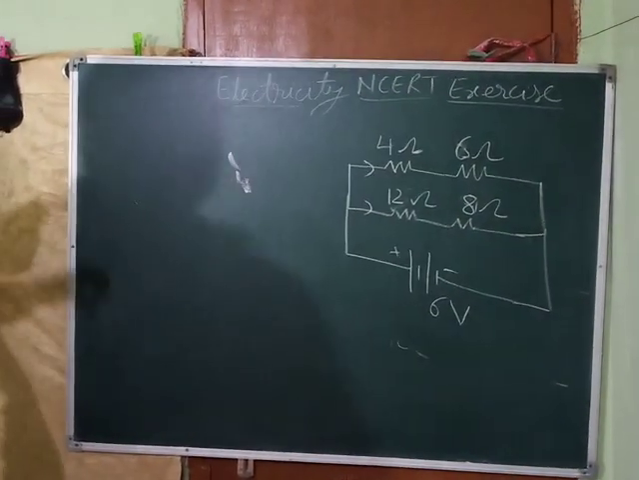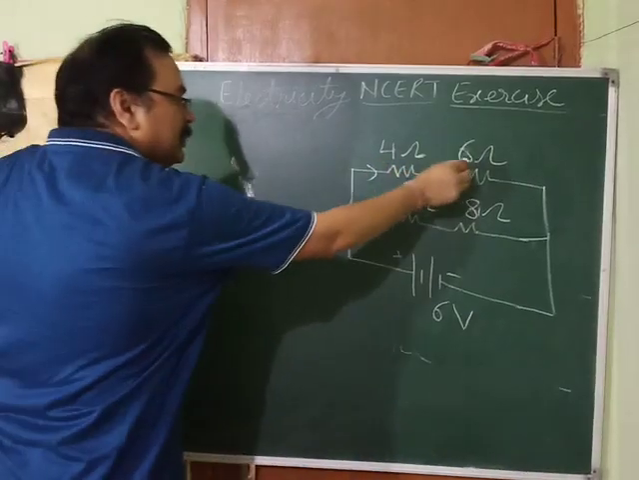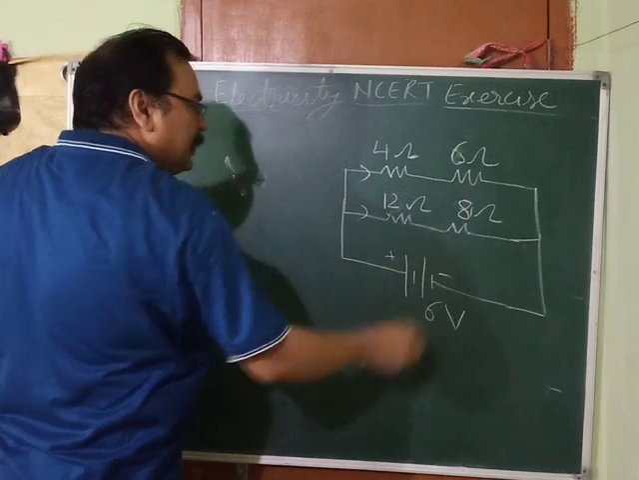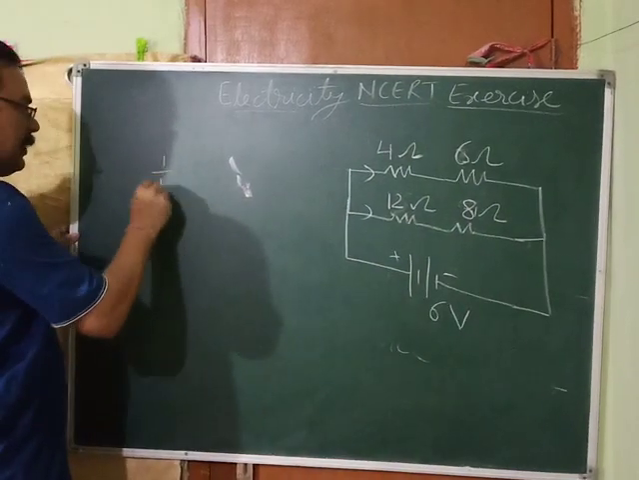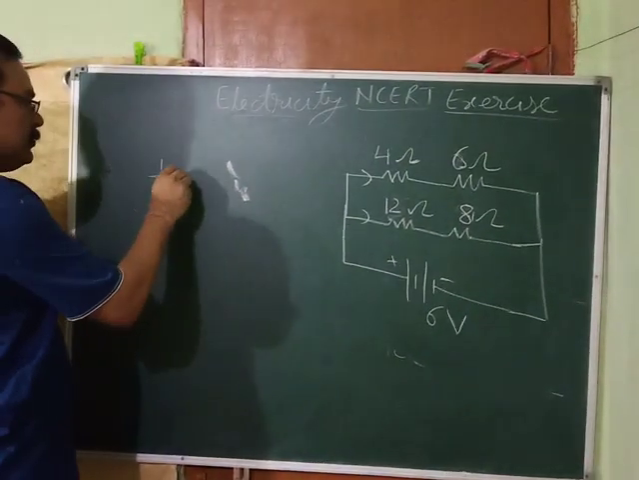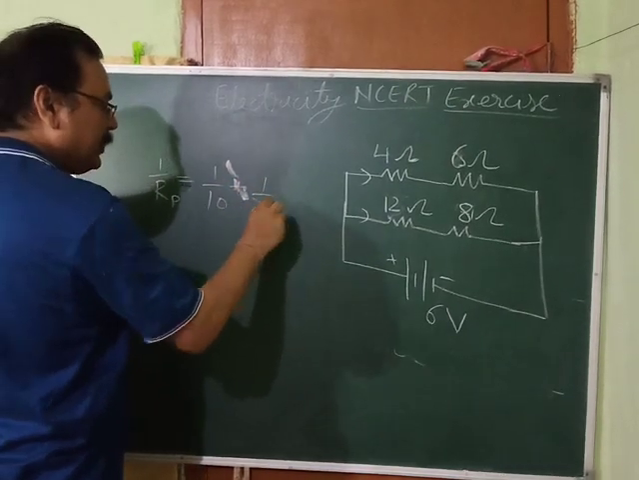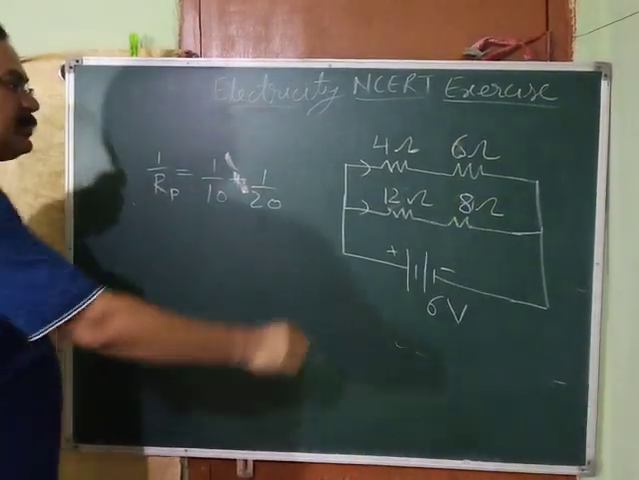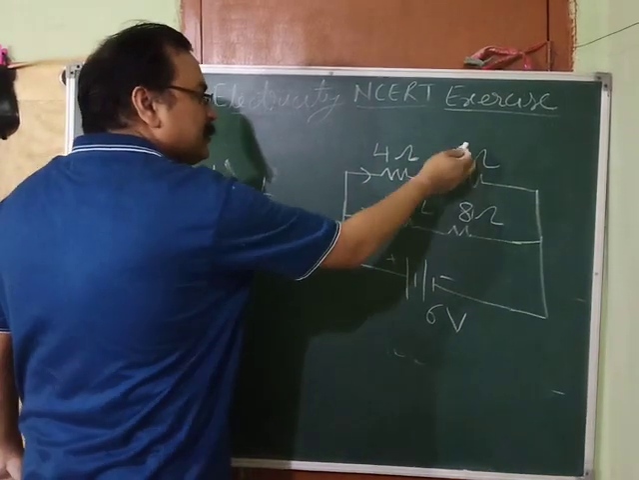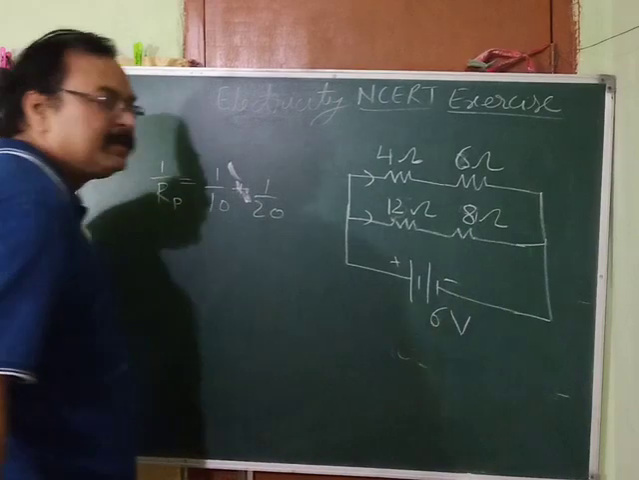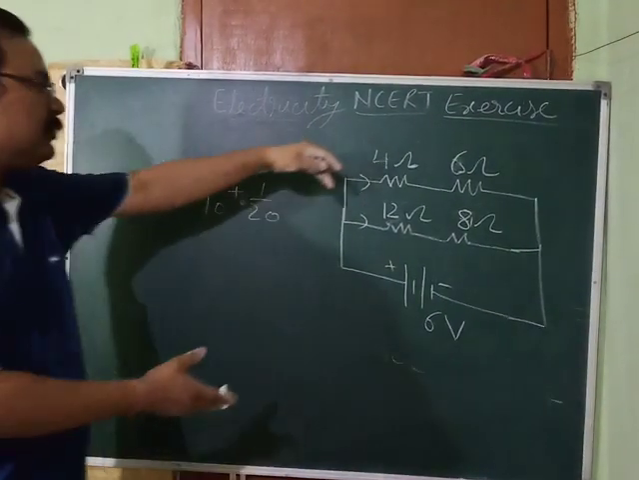So see, for equivalent resistance, we know these two are in series. So 6 plus 4 is 10. This is 12 plus 8 is 20. So what can we get? Rp is equal to 1 by 10 plus 1 by 20. Okay. Because these are in series, that's why we are adding. 6 plus 4, 12 plus 8, 20. And now what will we get?